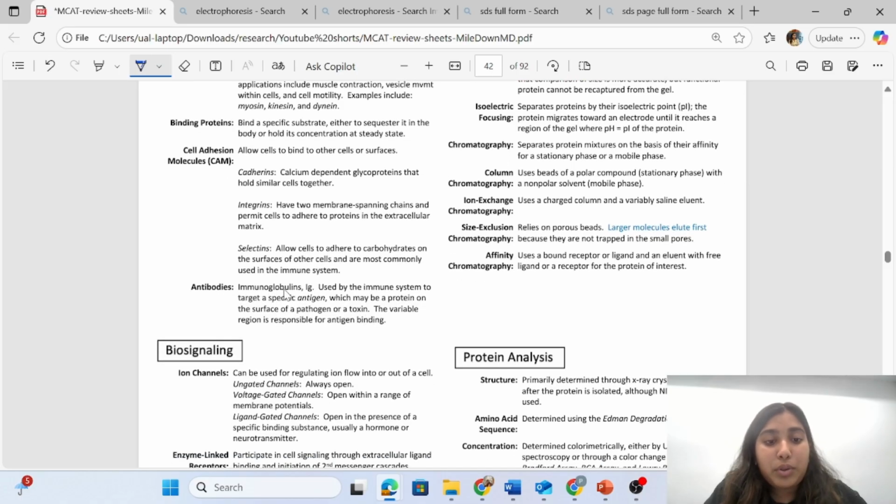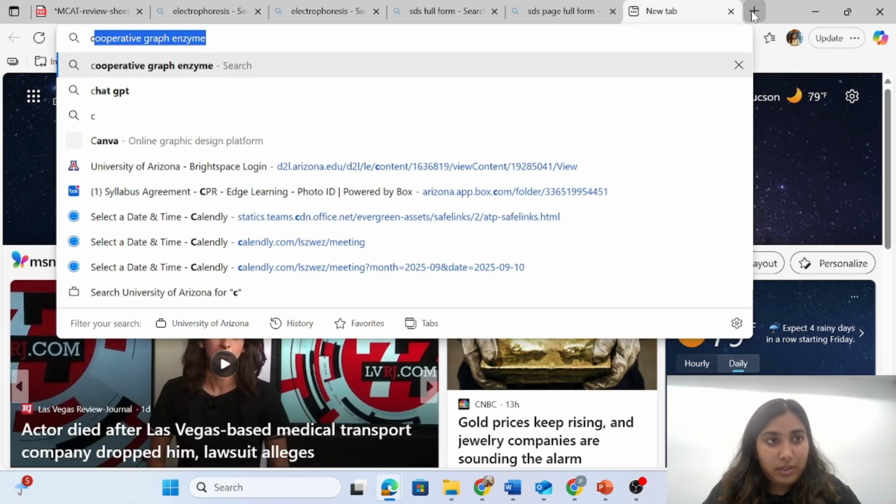Antibodies are immunoglobulins, which have four chains, two heavy and two light. It has an antigen binding site, which binds to the antigen. That is called the variable site, and it has the constant sites. I can show you the picture of it.